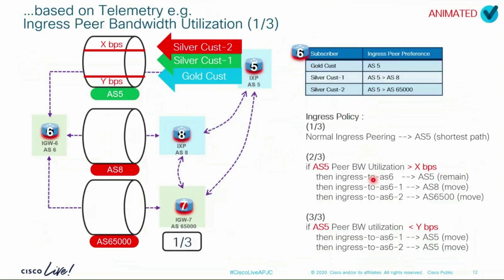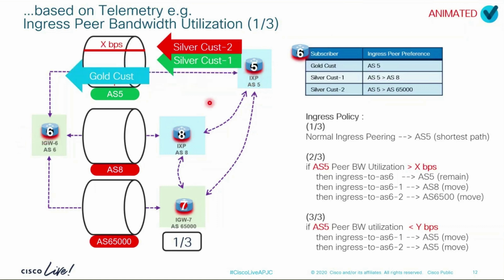Another use case for the ingress is related to the bandwidth utilization of the peer link. This is based on the telemetry solution. Here I use Internet Gateway 6 as part of our SP network. Router 6 has 3 peer link options: 5 is a direct one, and 8 and 7. Assuming that we have multiple traffic flows from router 5, the Internet router, coming to the subscriber on router 6, then we would like to have the incoming, or ingress, policy based on the bandwidth utilization.